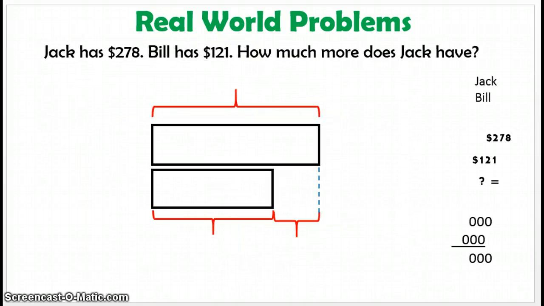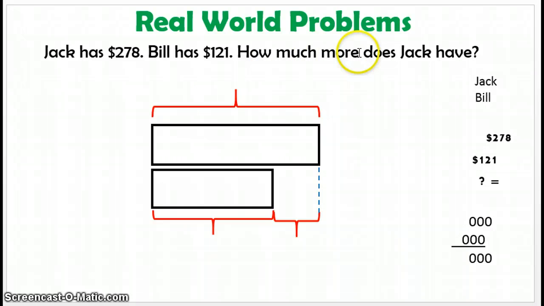We're going to do one more bar model real world problem. And again, remember, the words in your story can be a little bit tricky, so we have to set up our bar model first before we decide if we're adding or subtracting. So step number 1, Jack has $278. Bill has $121. Okay, how much more does Jack have?